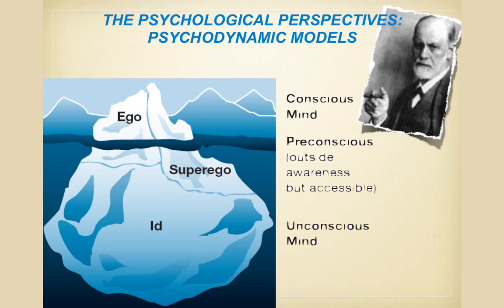He divided it into three parts: the conscious mind, the preconscious mind, and the unconscious mind. The unconscious mind involved impulses and repressed and primitive urges, whereas the preconscious was just outside of our awareness, but it's accessible through attention and focus. And then the conscious mind is our current awareness.